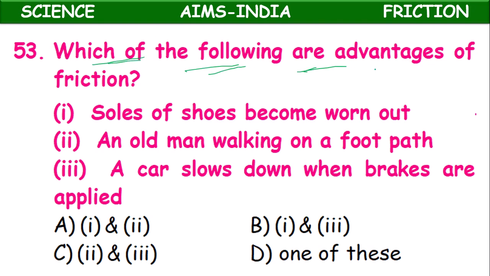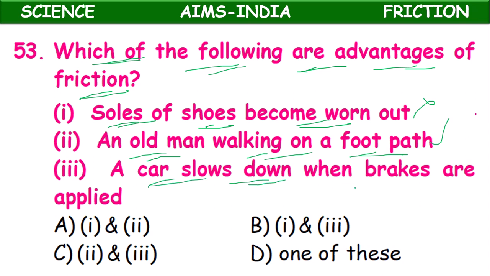Next one. Which of the following are advantages of friction? Soles of shoes become worn out, this is a disadvantage. Old man walking on footpath because of friction. Car slows down when brakes are applied because of friction. These two are advantages, 2 and 3. So answer option C.